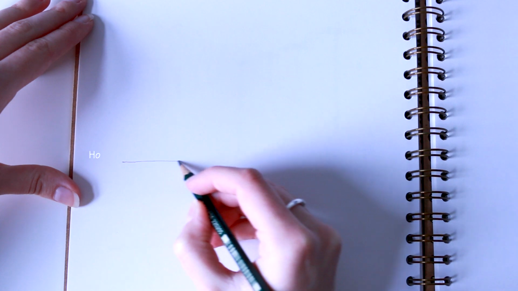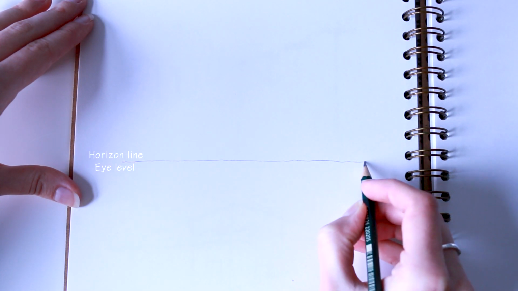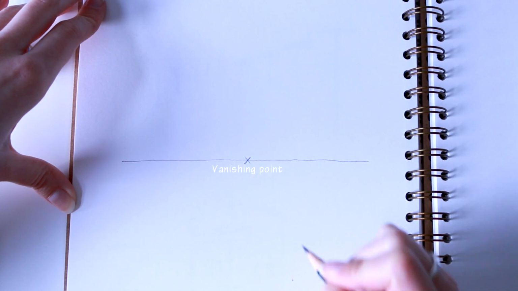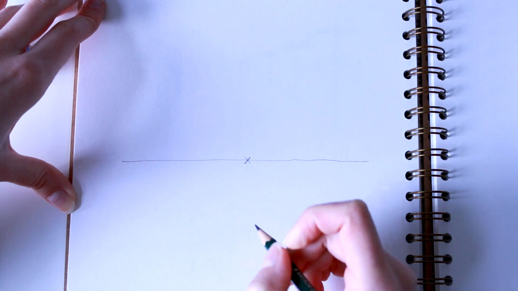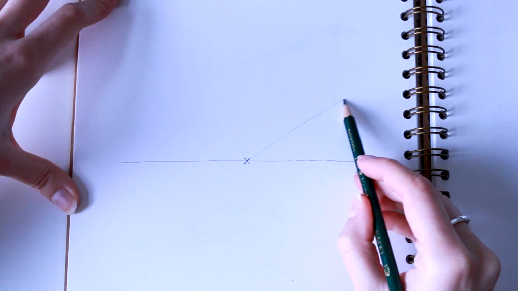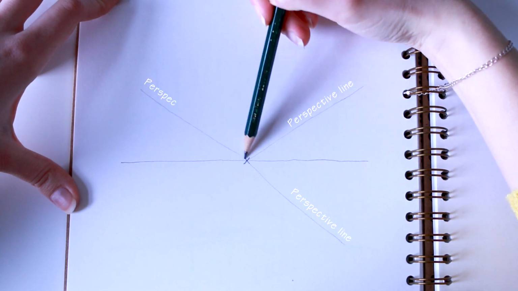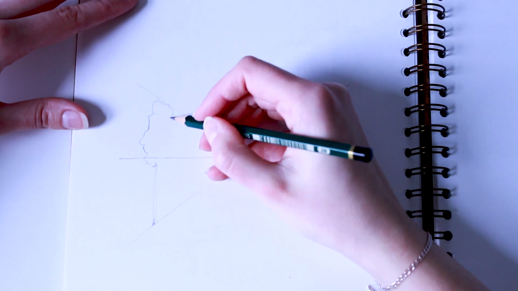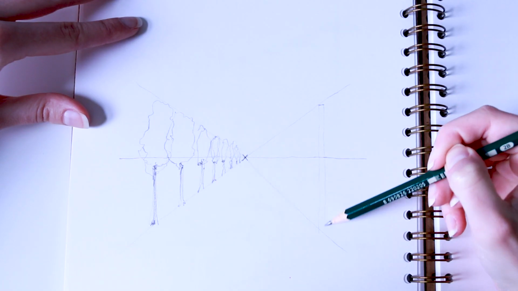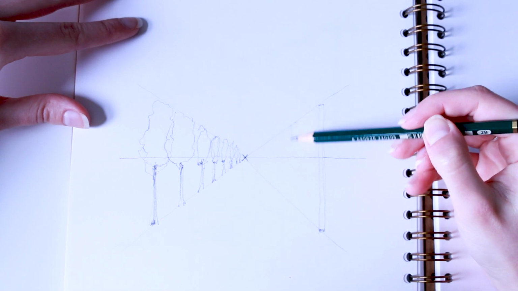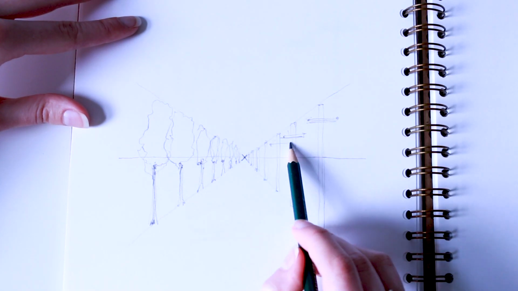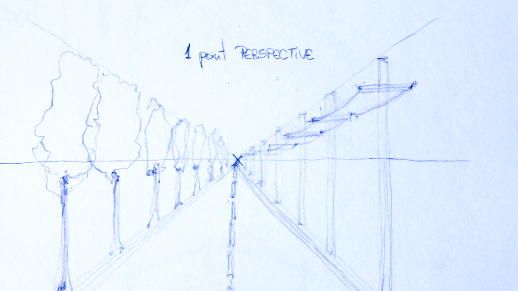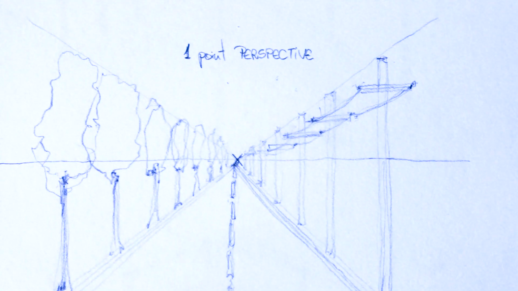So first of all, you will have to draw the horizon line or line of eyesight. For the 1-point perspective, you will have only one vanishing point. So the first step is to decide where your vanishing point is, and the second step is to actually draw the perspective lines. As you can tell from this drawing, the trees or whatever you're drawing are going to become closer to each other and denser as they get closer to the vanishing point.